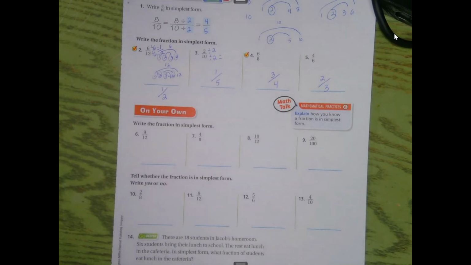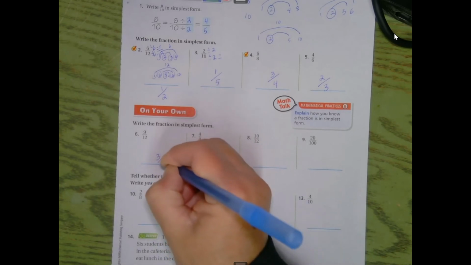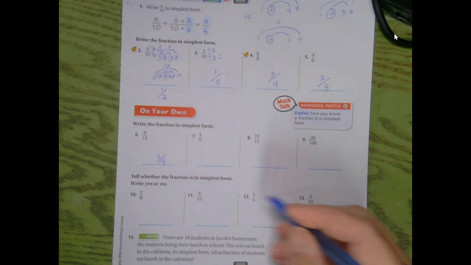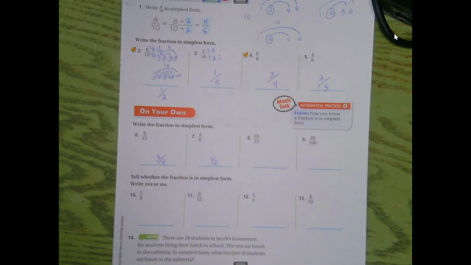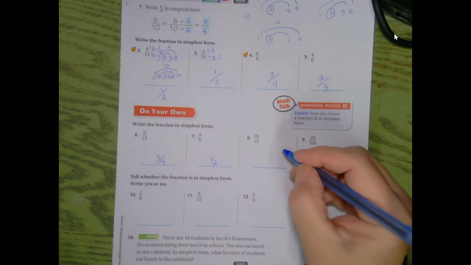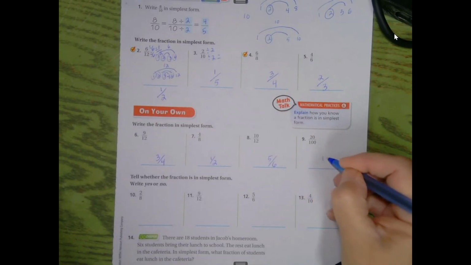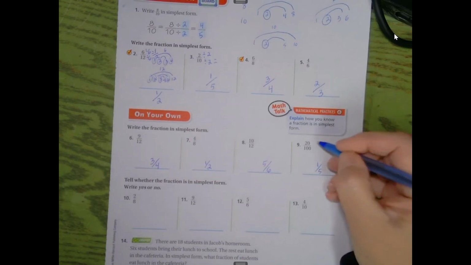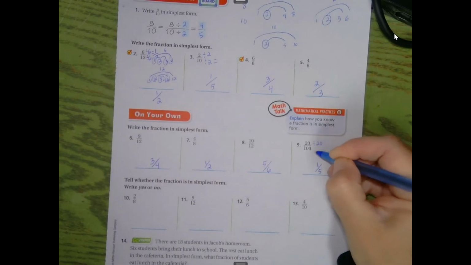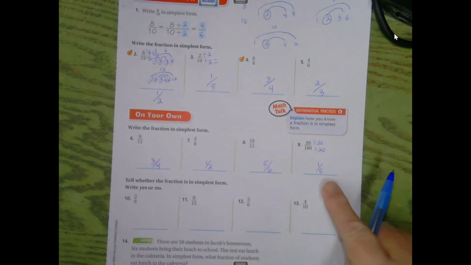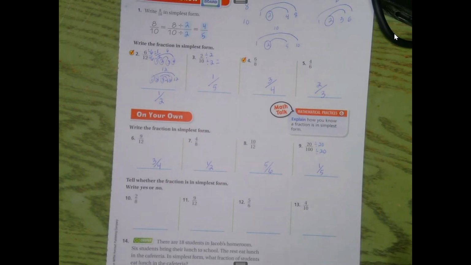Okay, on number 6, you should have gotten 3/4. Number 7, the answer is 1/2. Number 8 is 5/6. Number 9 is 1/5. And on that one, you actually had to divide by 20. So if you didn't get this answer, you might want to have your parents help you with this a little, because writing a fraction in simplest form is just one of those things you either get or you're going to struggle with a little bit.